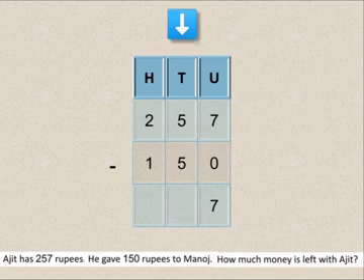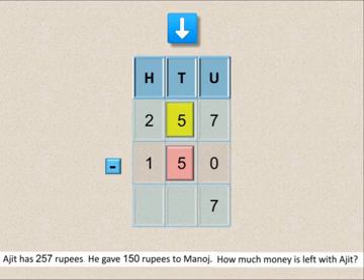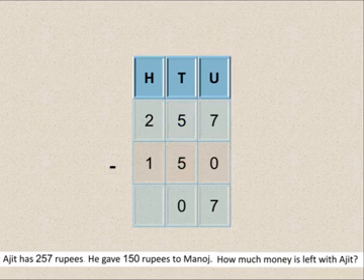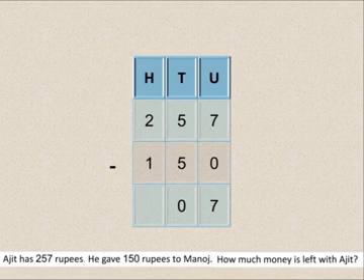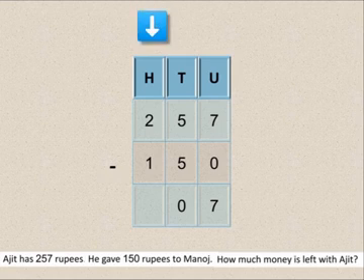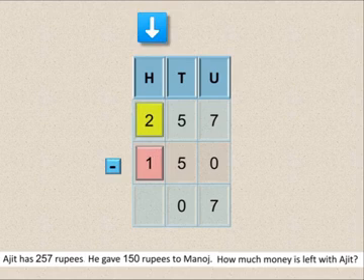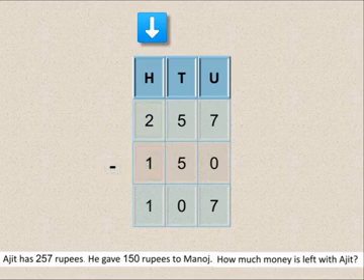Next is the tens column. 5 minus 5 is equal to 0. If we subtract a number from itself, the difference is 0. Lastly, let's subtract the numbers in the hundreds column. 2 minus 1 is equal to 1.